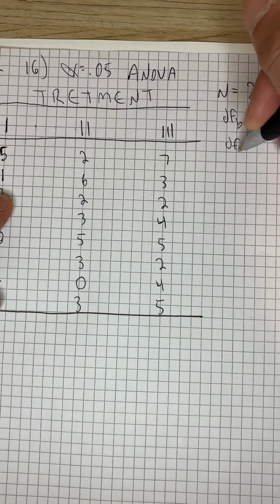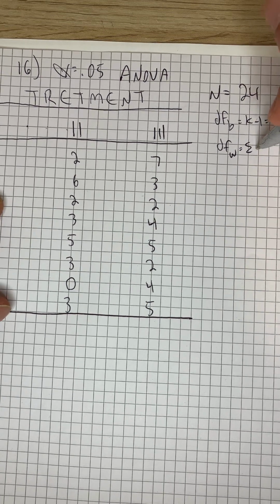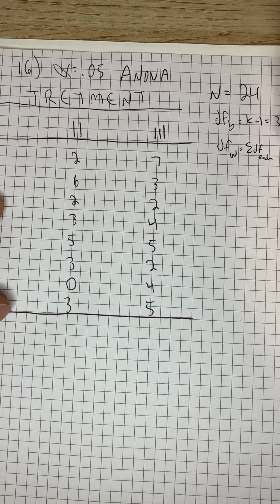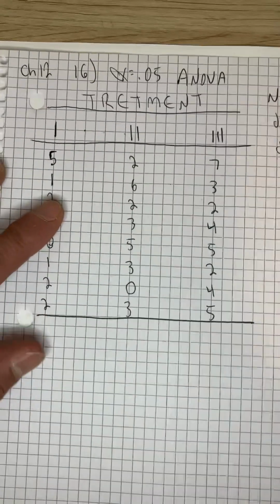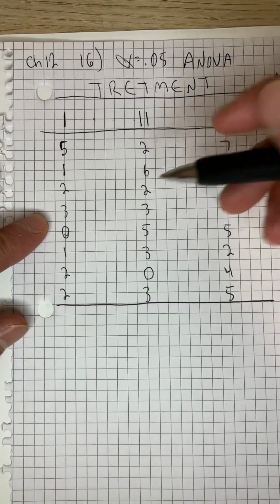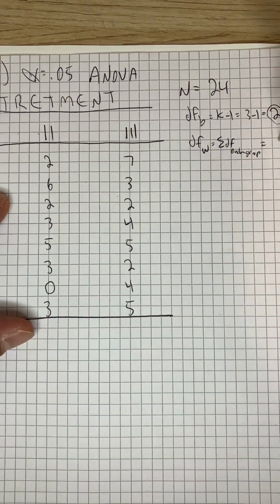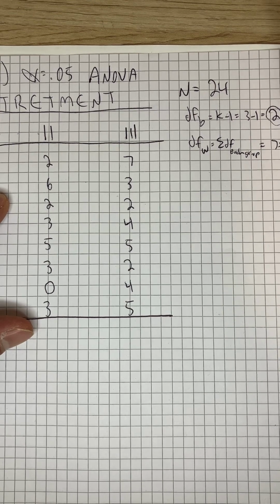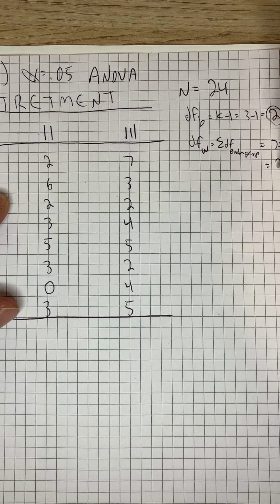Degrees of freedom within is adding up all the degrees of freedom of each group, right? So that's n minus 1 per group. So 8 minus 1, that's 7. So that's 7 plus 7 plus 7 equals 21.